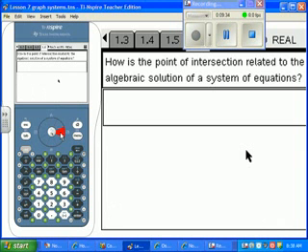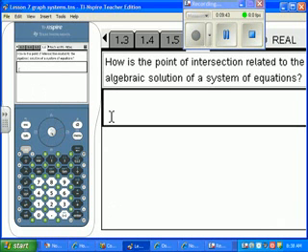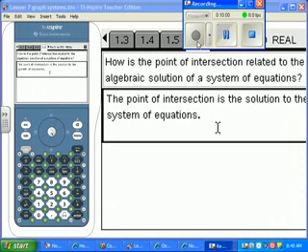How is the point of intersection related to the algebraic solution of a system of equations? The point of intersection is what? Not the vertex. It's the solution. So what you're going to write in there is: the point of intersection is the solution to the system of equations. So the point of intersection is the solution to the system of equations. All right, we've got our statement in there. You guys ready to go?